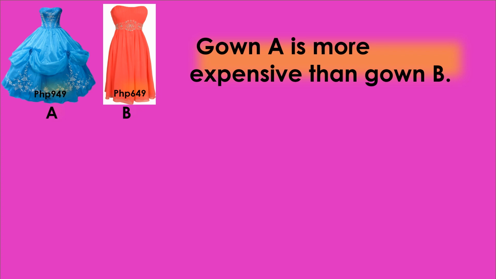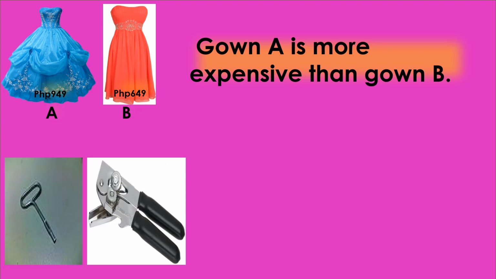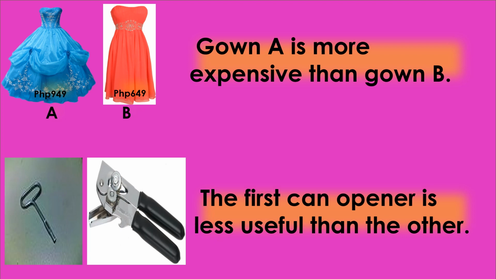Gown A is more expensive than gown B. More is used in comparing these two gowns. More expensive. Expensive is a three-syllable adjective, so we use more. The first can opener is less useful than the other. Less useful is in the comparative degree of adjectives. This adjective compares the first can opener and the second one.